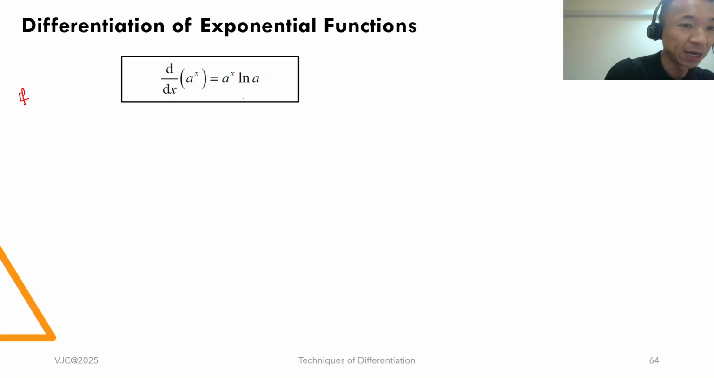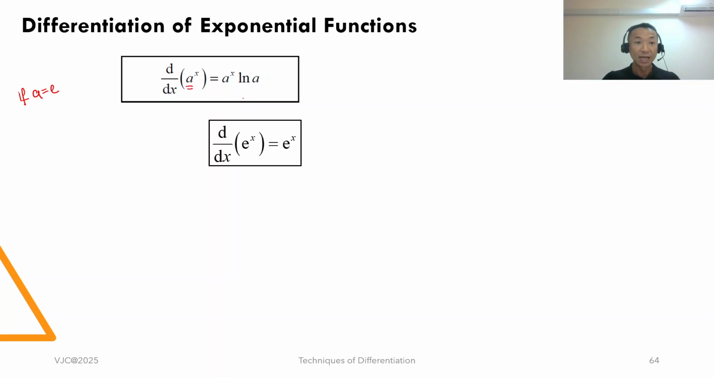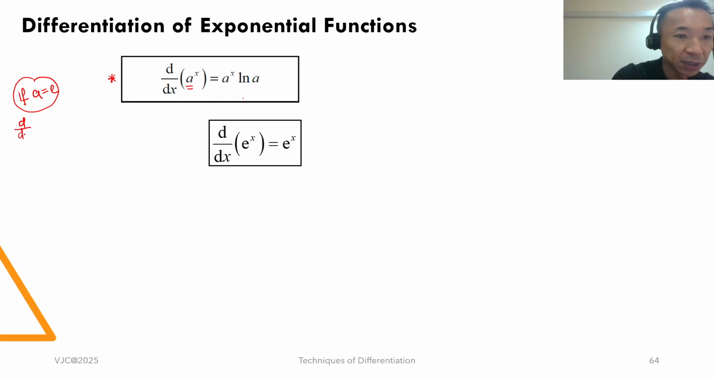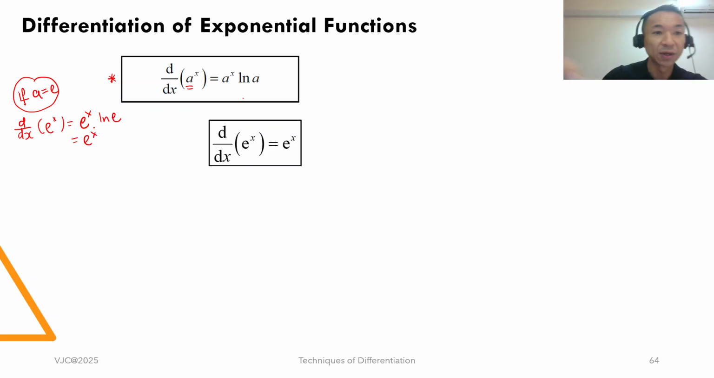What is more familiar to all of us is if a is actually e. Most of us will know that differentiate e^x, you get back e^x. But generally, I think this is a more generic form, because if a is actually e, then when you differentiate e^x, I'll get e^x ln e, and ln e of course is 1, so therefore I get this. So this is the proof of this, correct?